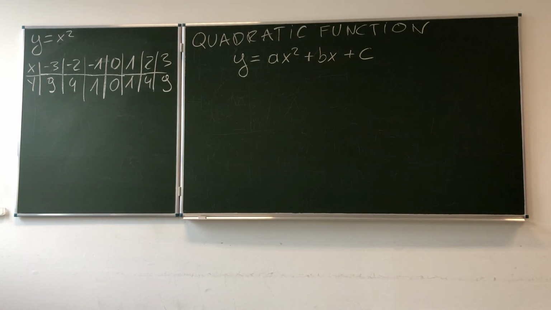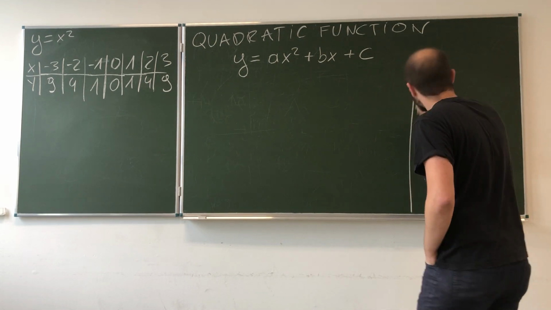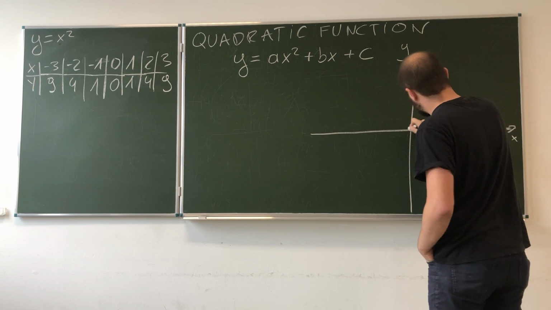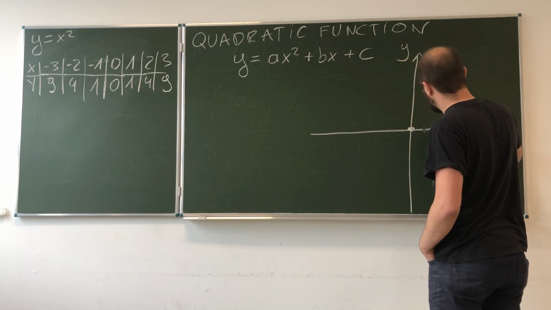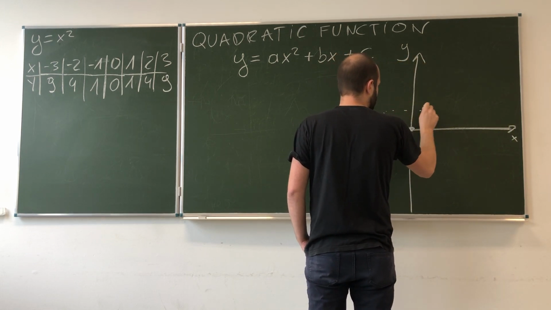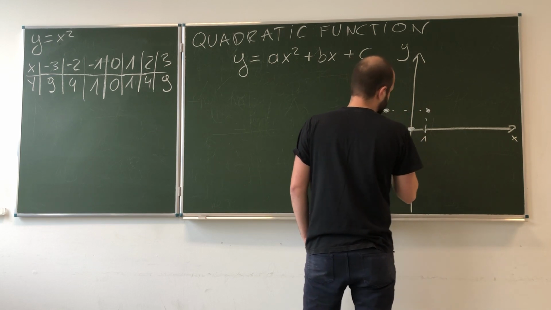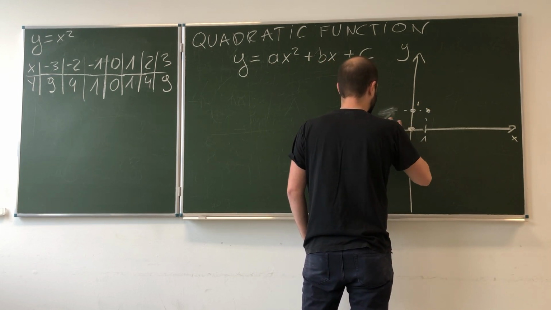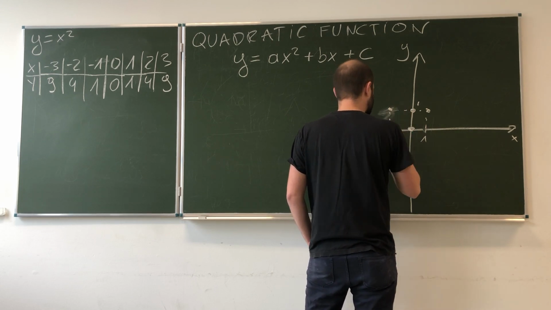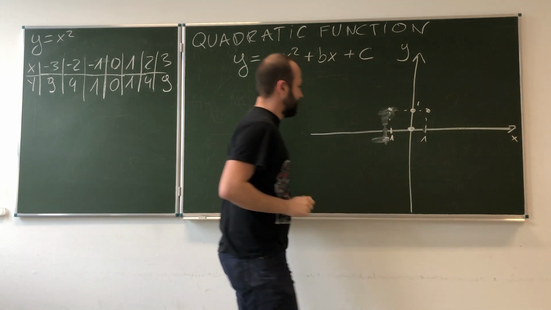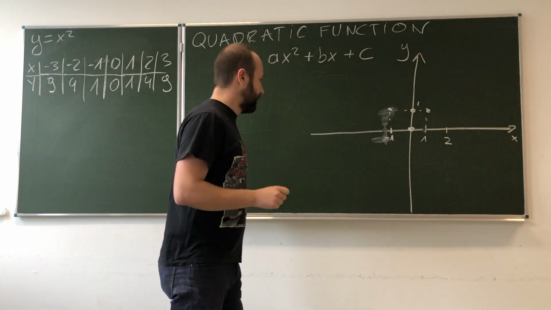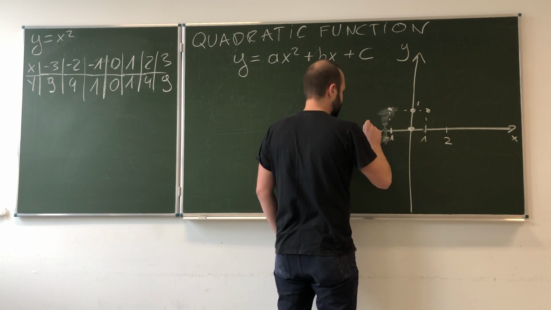So now, how can we draw this function? So we start at 0, and we see that if x is either 1 or negative 1, the value of the function is 1. Okay, maybe a little bit closer. Again, you know the robot, it's really hard to draw those things. Okay, then if x is 2, the value of the function is 4, and the same goes for negative 2.